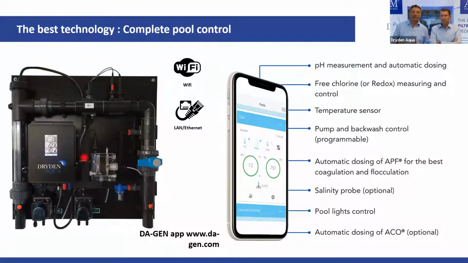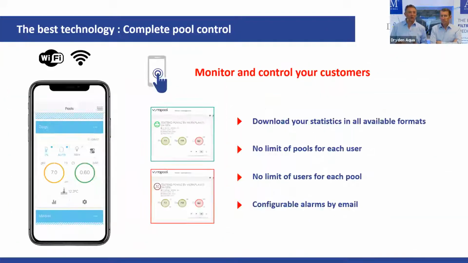You also have automatic dosing pump for APF, and you can even control pool lights and things like this. And the other beauty is it always comes with a Wi-Fi model. So you can control all these parameters and check all these parameters on your mobile, or it comes with a touchscreen, or on your computer.